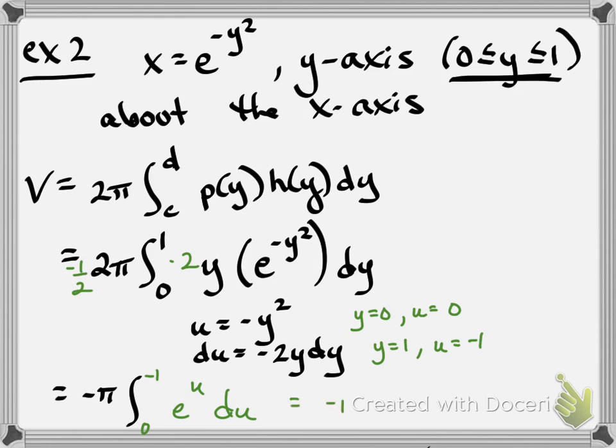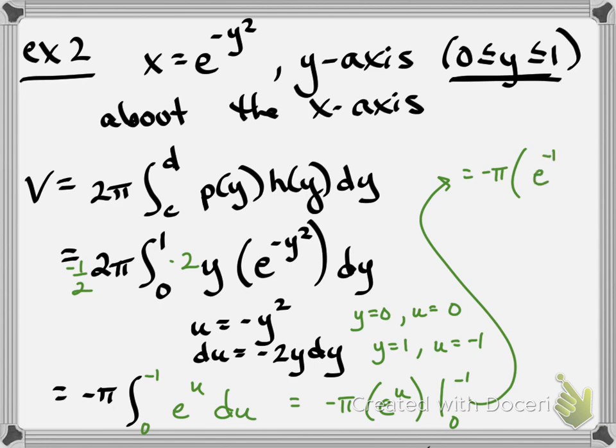So that is negative pi of e to the u, evaluated from 0 to negative 1. So that is negative pi times e to the negative 1 minus e to the 0. That's negative pi times 1 over e minus 1. That's negative pi times 1 minus e over e. And that's how we can leave it.